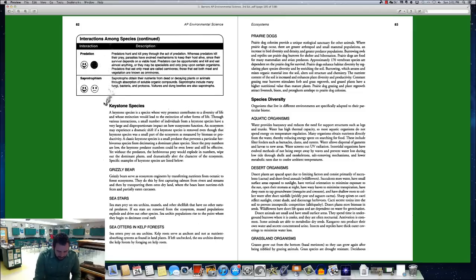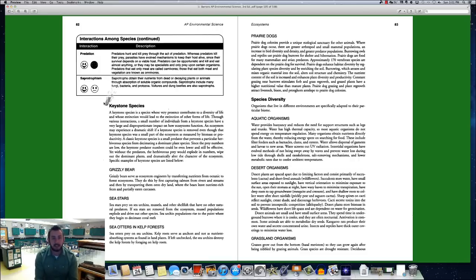One species that I want to highlight today are keystone species. A keystone species is one whose very presence contributes to the diversity of life, and whose extinction or removal from the ecosystem would lead to the extinction or removal of other life forms.